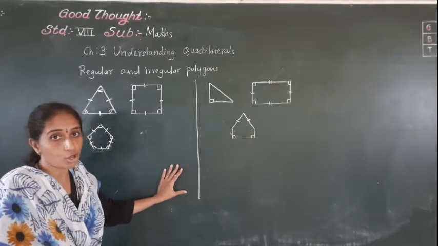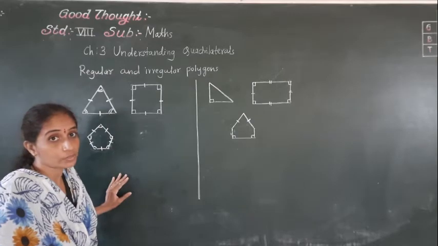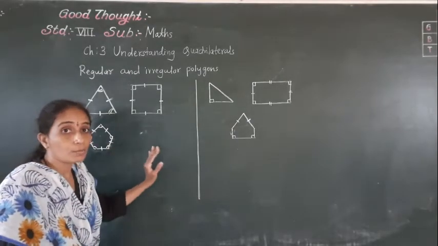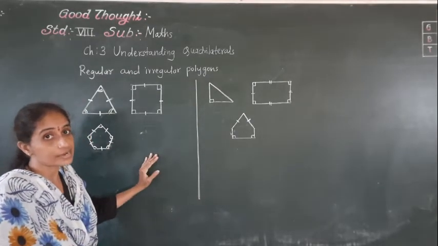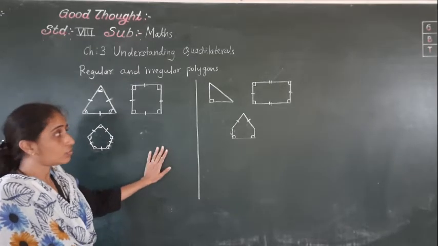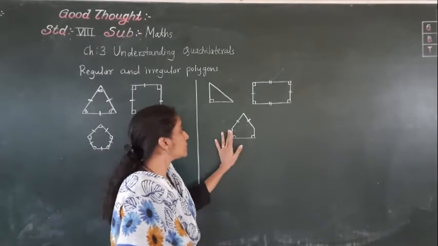Regular polygons. Okay, for this figure, what do we have to say? Regular polygon, because all its sides and all its angles are equal. Now let's see these figures.